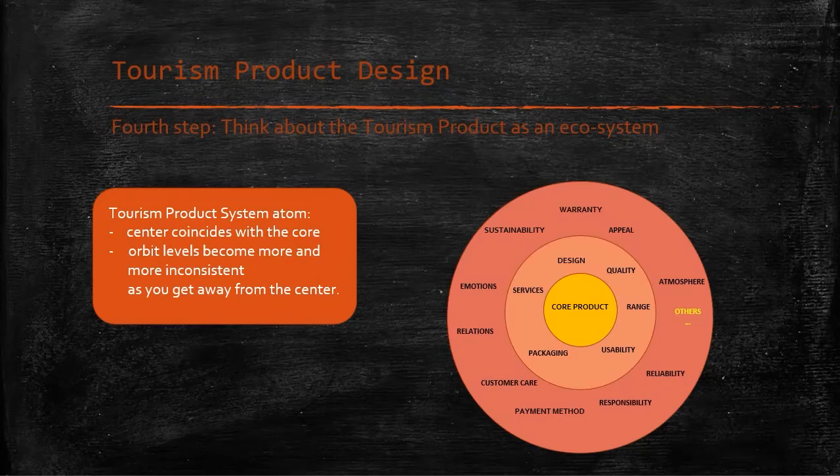Fourth step, think about the tourism product as an ecosystem. This ecosystem thrives on balance. The tourism product system can be represented like an atom. The center coincides with the material part of the product, that is the core. The orbit levels become more and more inconsistent as you get away from the center.